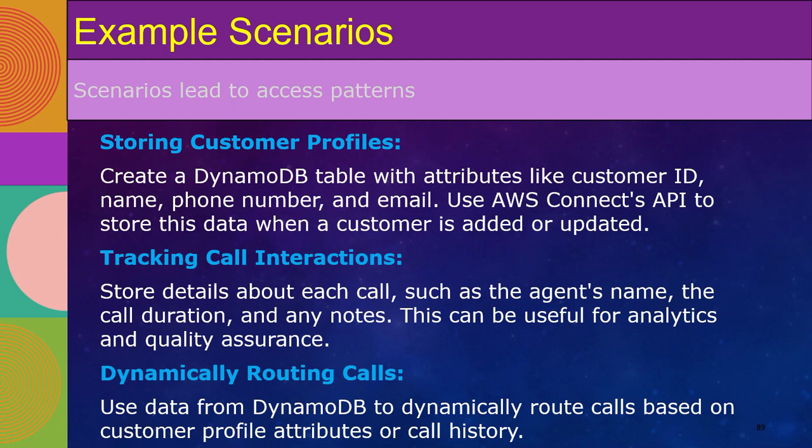Okay, the next item is tracking call interactions. You can store details about each call, the agent's name, the call duration, any notes, and it could be useful for analytics and quality assurance. But you make the decision: do I need to track this in DynamoDB? Wait a minute, I'm going to activate Contact Lens. Contact Lens keeps track of the agents and customer interactions, performance and everything, and there are dashboards there that you could look at. And so I might not want to do this.